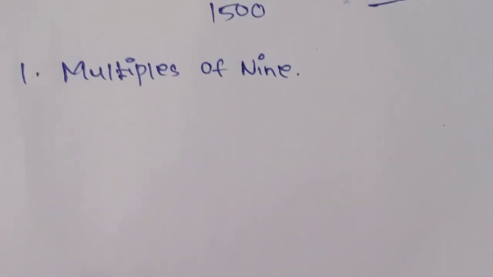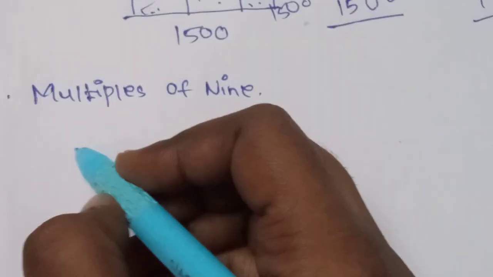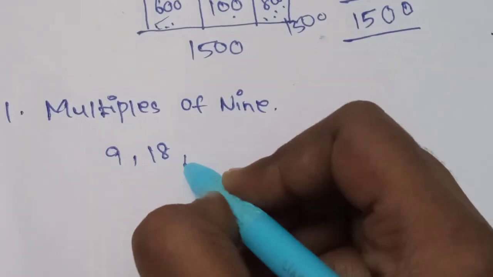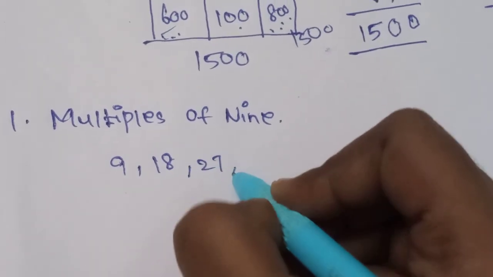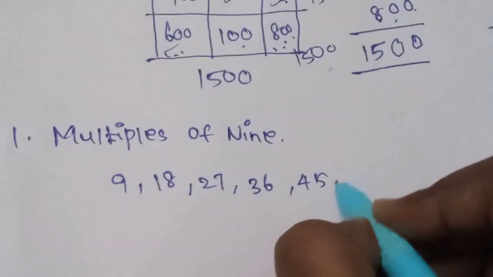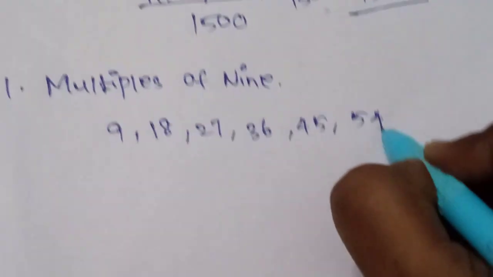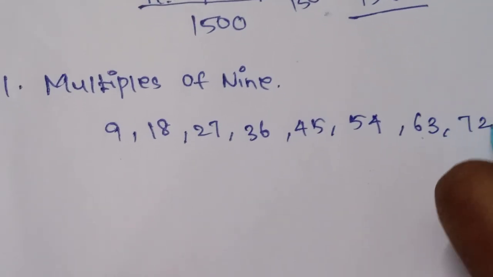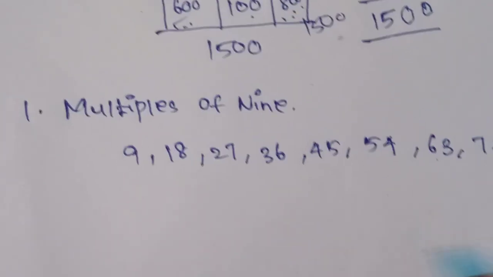Multiples of 9. So first we have to write the multiples of 9 here. 9 ones are 9, 9 twos are 18, 9 threes are 27, 9 fours are 36, 9 fives are 45, 9 sixes are 54, 9 sevens are 63, 9 eights are 72, 9 nines are 81.